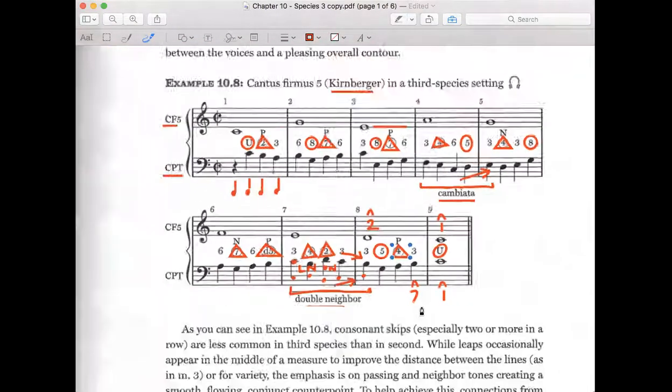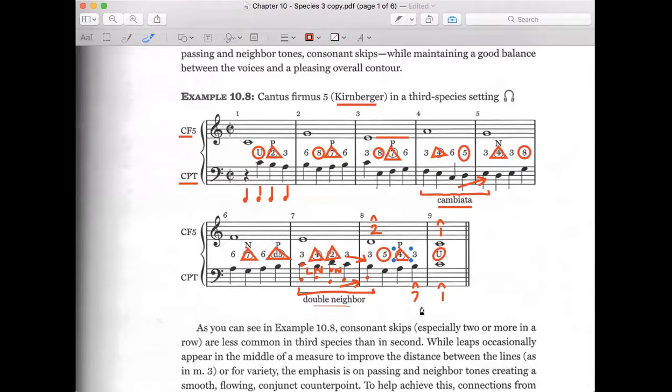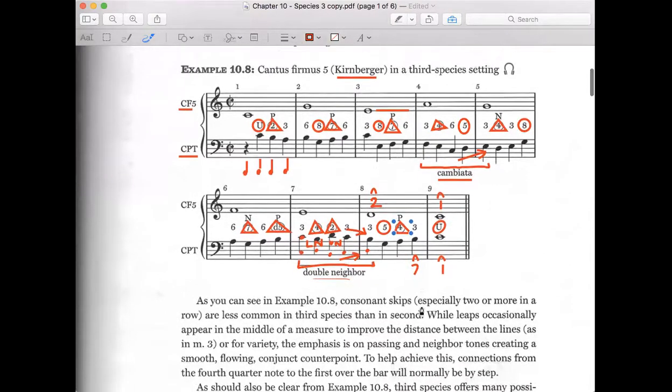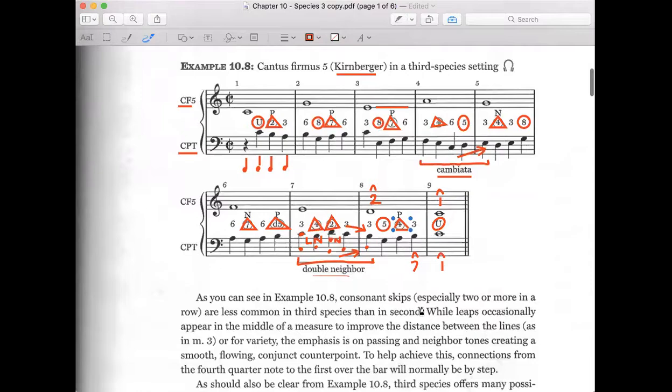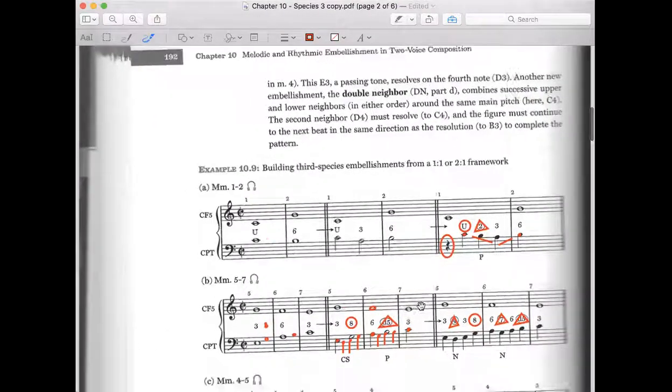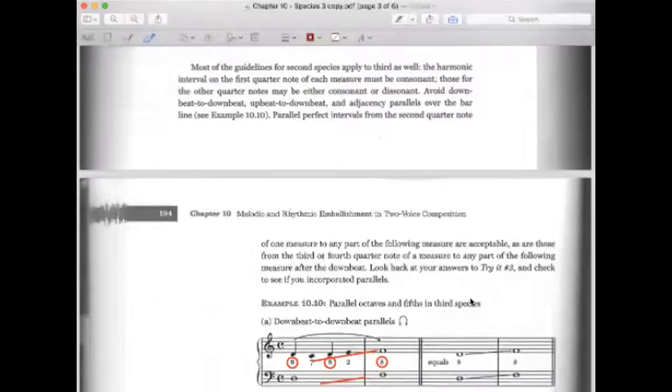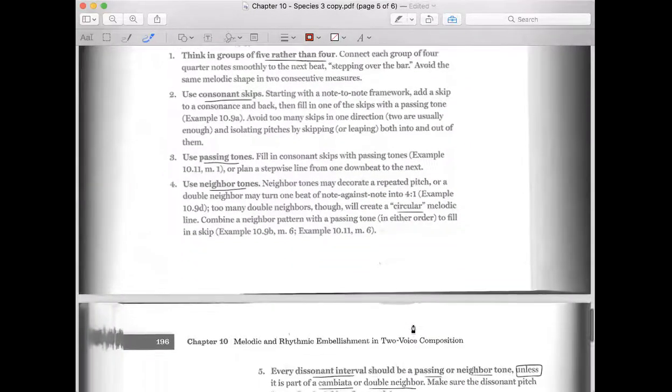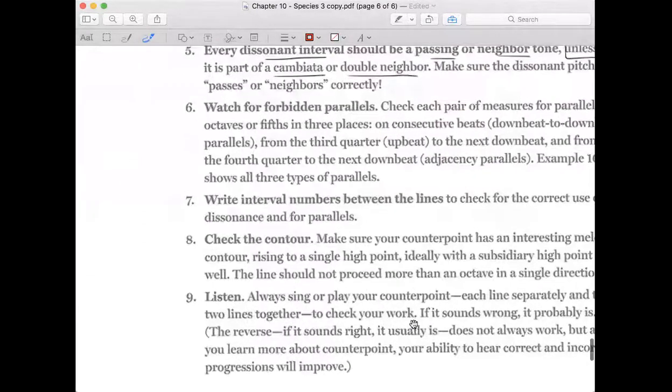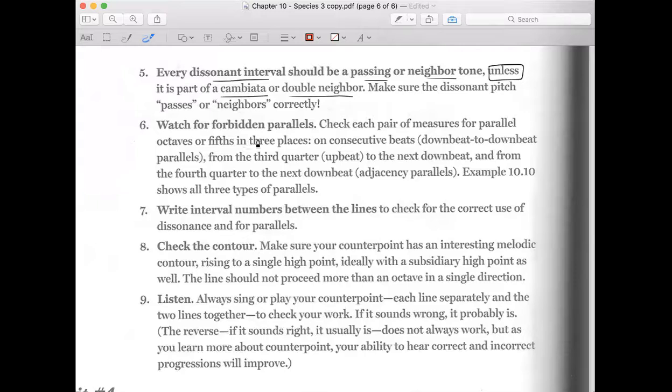So as you can see, still passing motion wins. You might have some neighboring motion. You might have one Nota Cambiata or one double neighbor, but you don't want too many of them. Okay, and let's go down the list here. We're almost done with our general considerations in species 3 counterpoint. Watch out for forbidden parallels, as we just reviewed. Those could be adjacent parallels, upbeat to downbeat parallels, or downbeat to downbeat parallels.